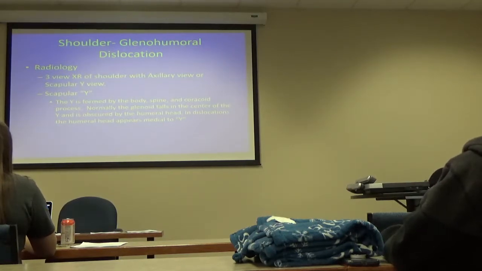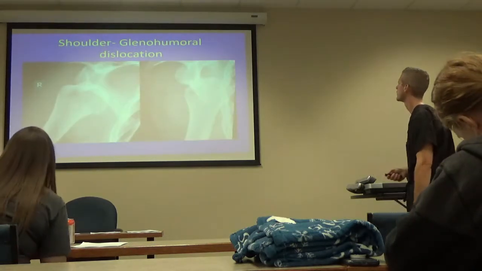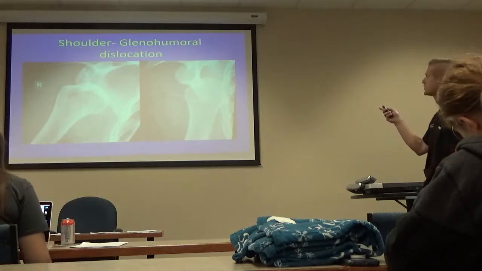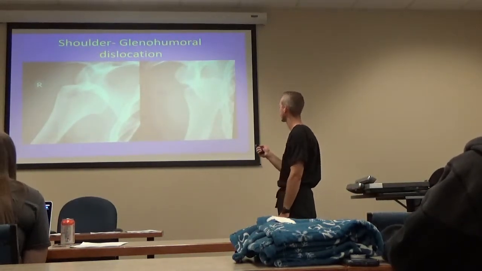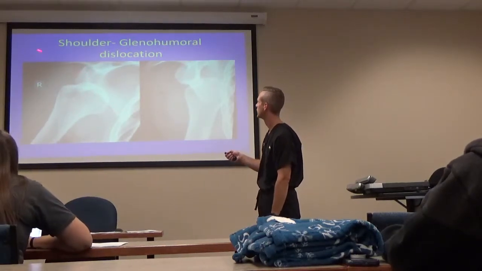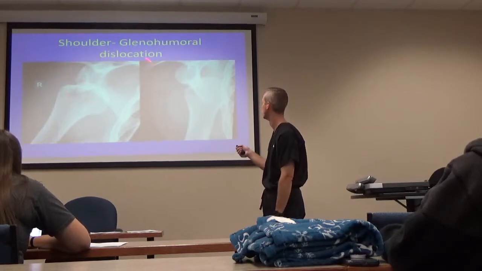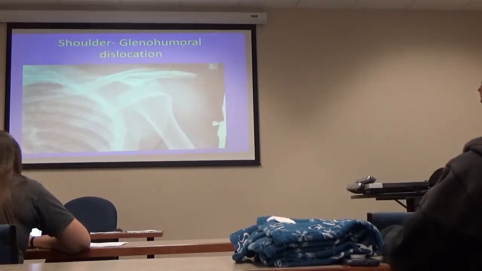Normally the glenoid falls right in the center of the Y, struck by the humeral head. So we'll look at it right here. Obvious shoulder dislocation. This is not a scap Y view; this is more like an anterior posterior view. The glenoid cavity, the acromion is obviously out, right? Hopefully all you guys can see that. Again, out.